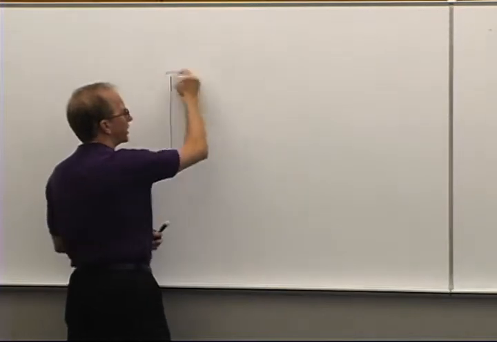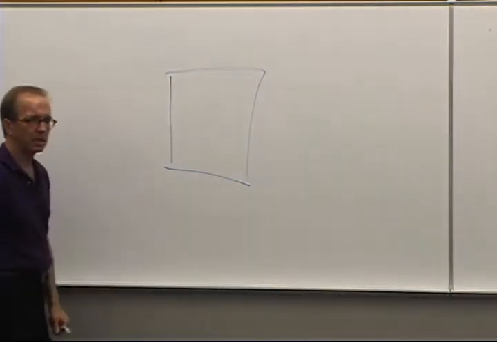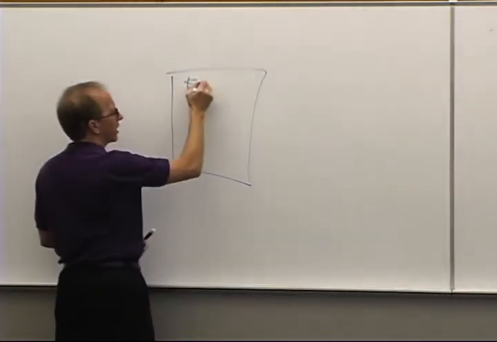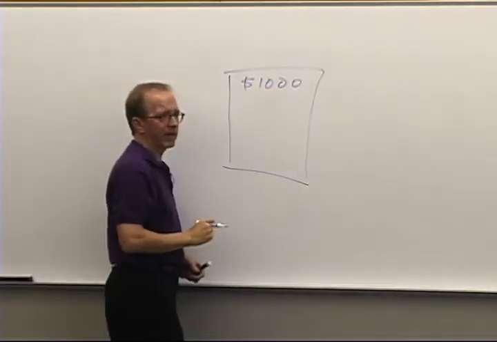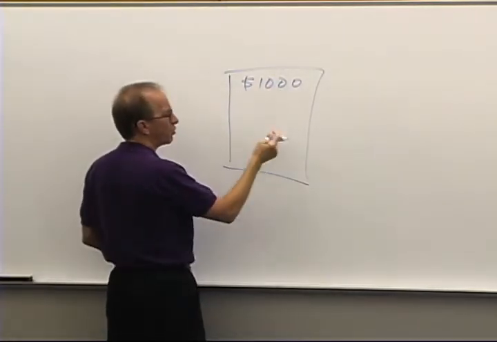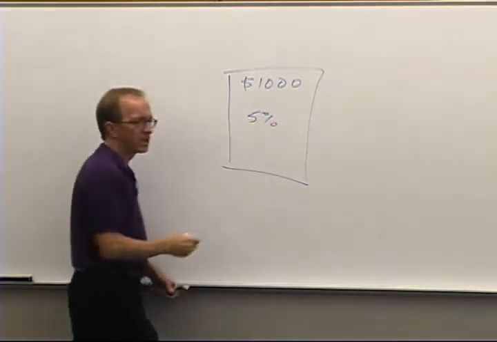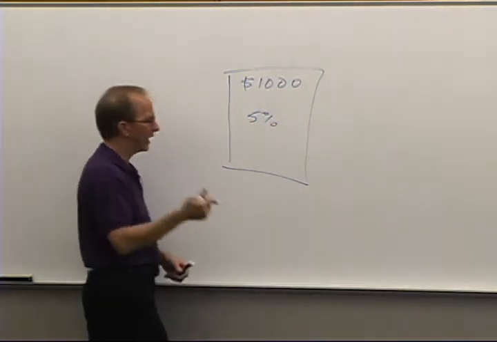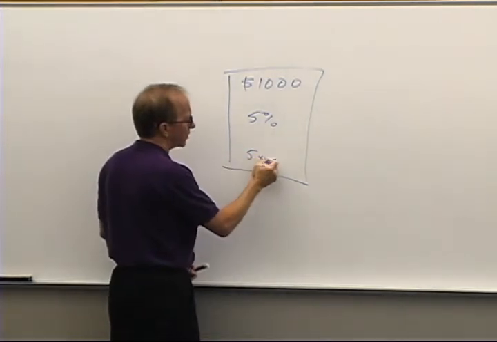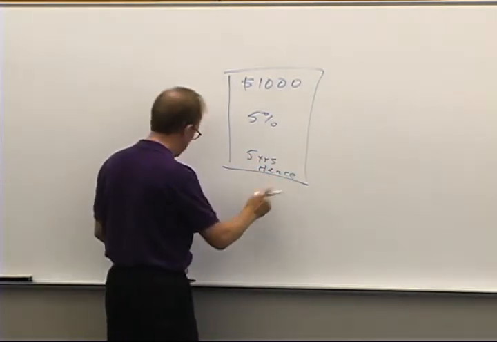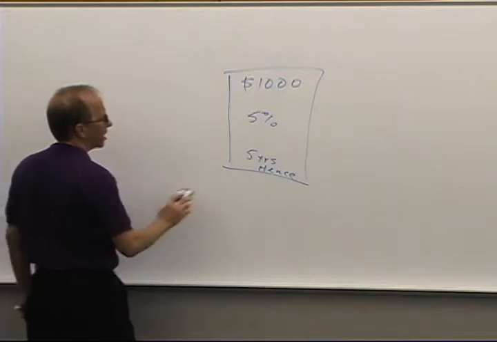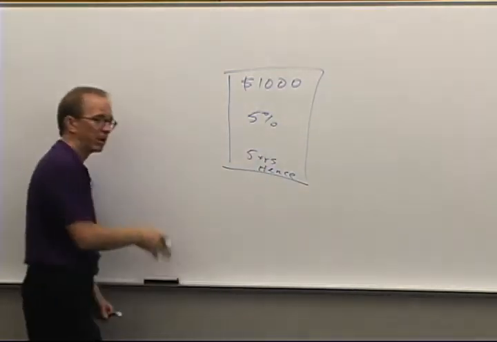I'll draw a bond. Okay, we'll put a face value on it or a maturity value. We'll put a coupon interest rate, let's say 5%. And we'll put a maturity date, let's say 5 years hence. So whatever today is, plus 5 years.